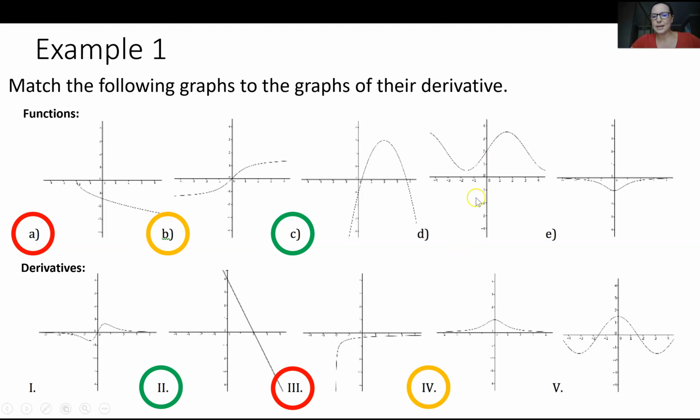Why don't you guys try D and E? Okay, so hopefully you guys noticed that the graph of D corresponds to the graph number 5. Well, a couple things you can point out.